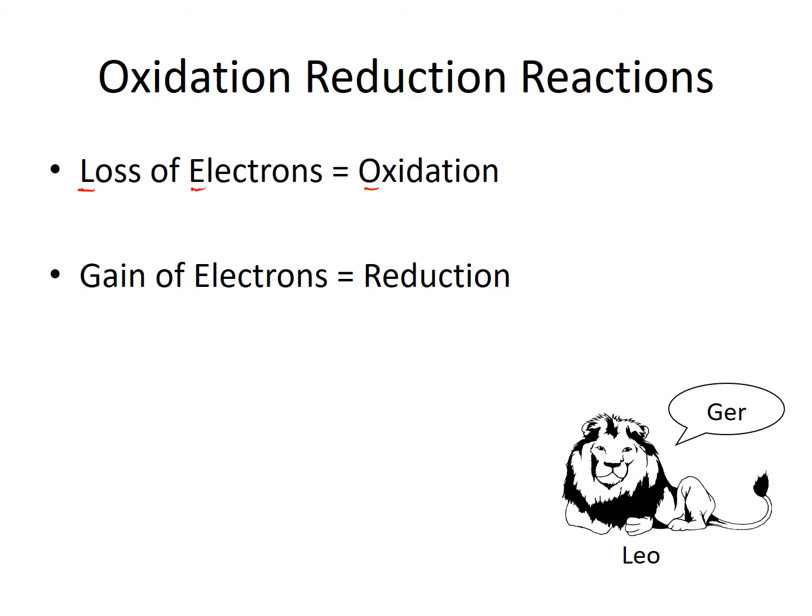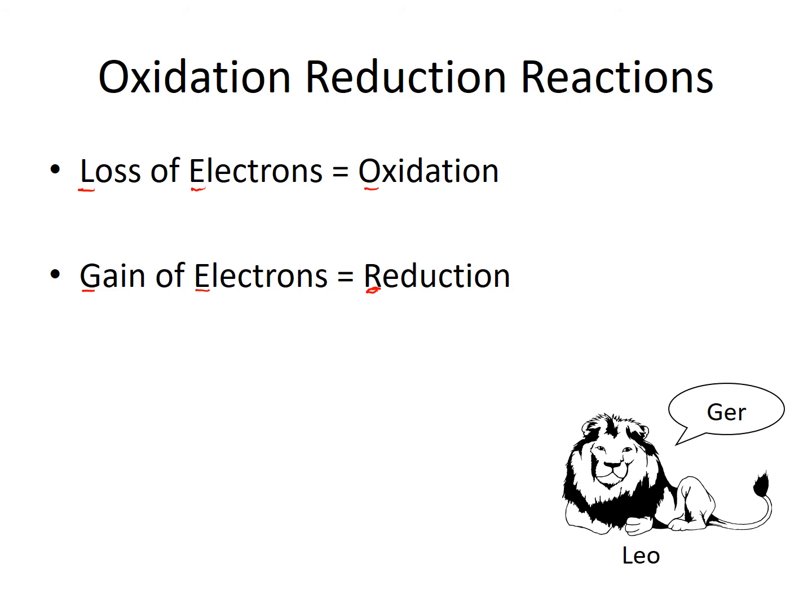GER stands for gain of electrons equals reduction. And in any reduction half reaction, the reactant is gaining electrons. And so you're going to find that the electrons are going to be on the reactant side of the half reaction. Now, as we continue to explore redox reactions and how that transfer of electrons can be utilized to actually do work, we need to be able to break apart our redox reactions and actually see what is oxidation and what is reduction.